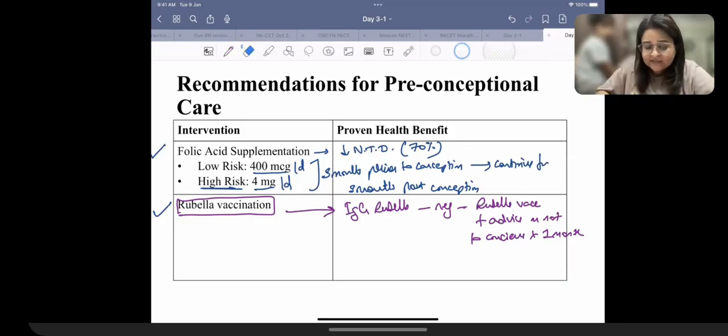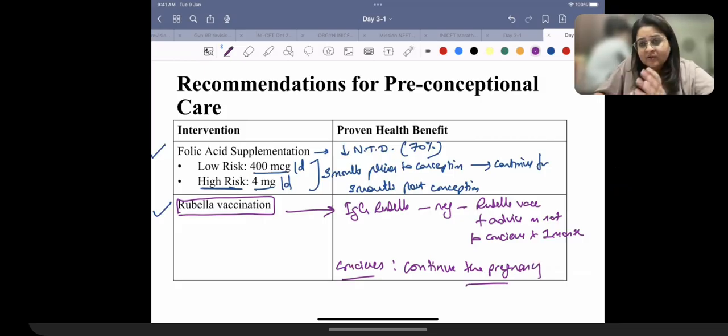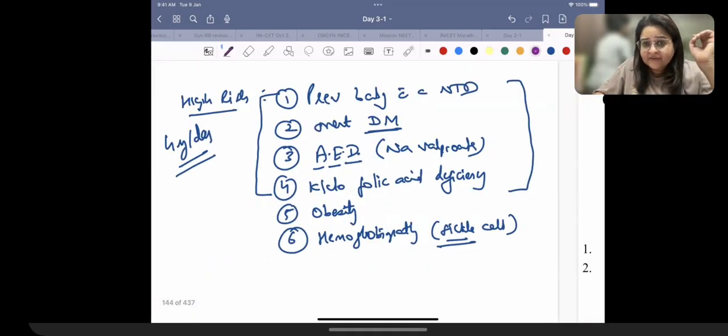But if she doesn't listen to you and she conceives within a month of the vaccine, what should you do? Tell her it's okay, continue the pregnancy, because it is a theoretical risk. It may not actually really happen. But if she has the rubella infection during pregnancy, then you will definitely tell her to get an MTP done, because there's a 90% risk of the baby getting infected.